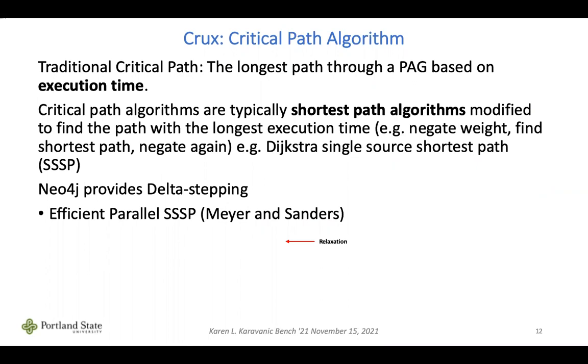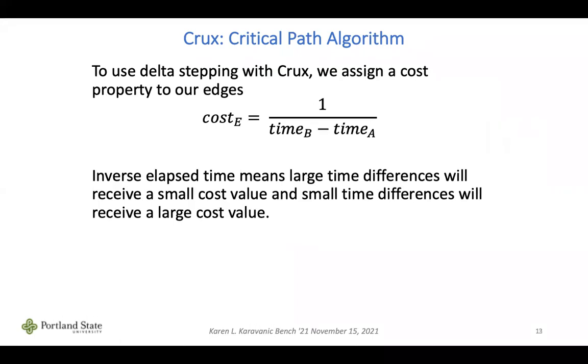So traditionally, critical path has to compute the longest path through the program activity graph. And critical path algorithms typically use shortest path algorithms that are modified, for example, Dijkstra's single source shortest path code. Neo4j provides delta stepping, which is a parallel version of single source shortest path. To use this with Crux, we assign a cost to the edges, where each edge is assigned cost as 1 over the difference in the elapsed time recorded for node A and node B. And so this means large time differences will receive a small cost value, which is what we need to compute critical path.